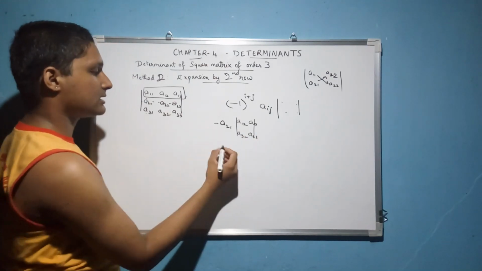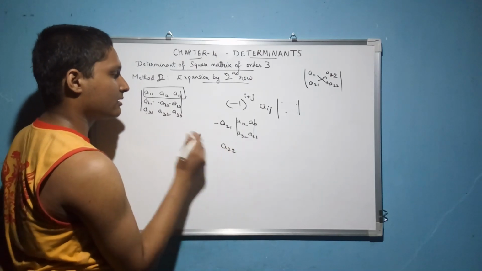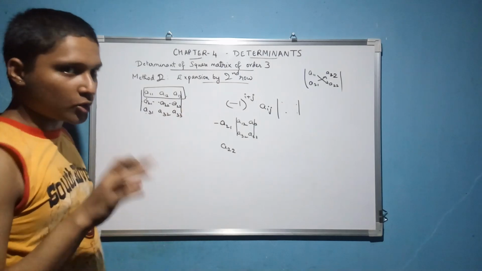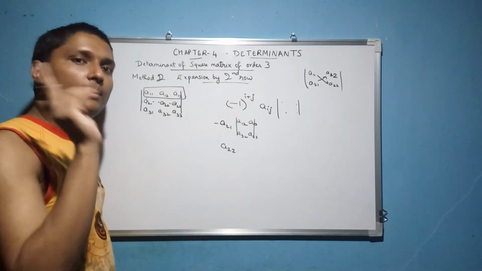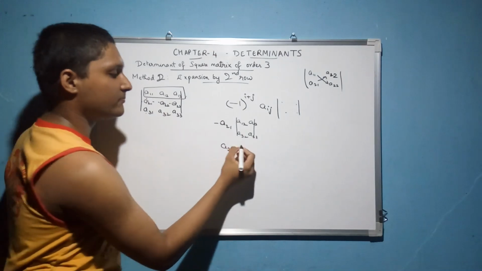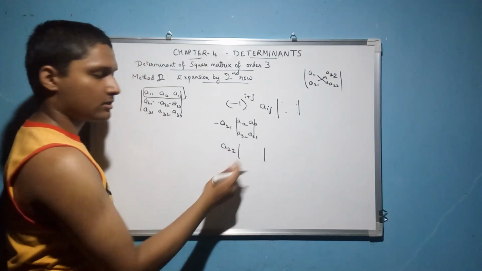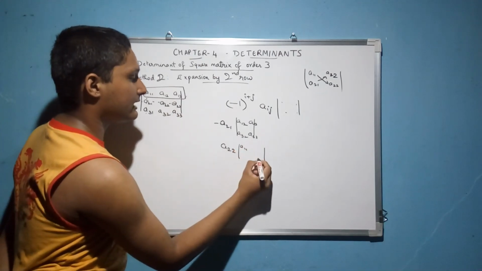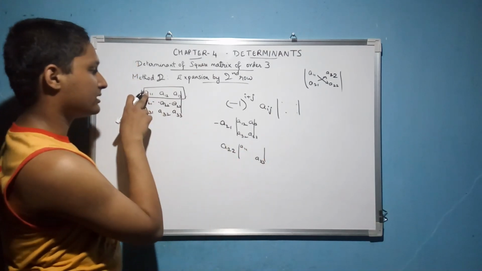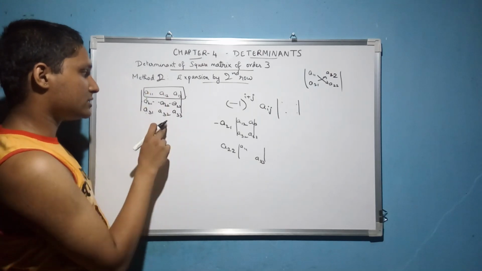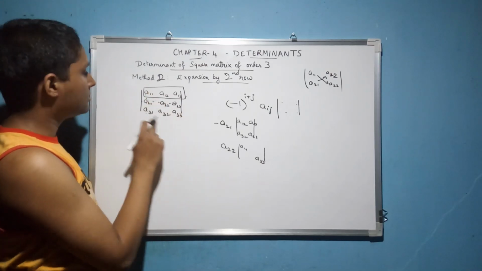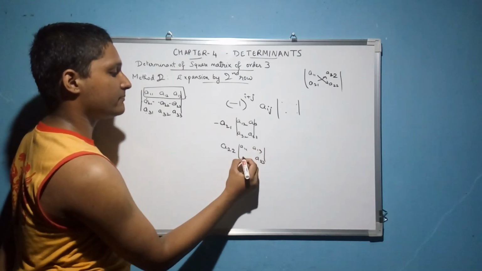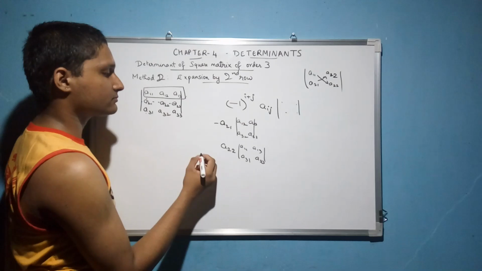The second one is A22, because it is going to be minus 1 whole raised to 2 plus 2. 2 plus 2 is 4. Minus 1 whole raised to 4 is going to be plus 1. So it is going to be like that only. Then you have the determinant. For that you will get these terms A11, A13, A31, A33, because you are removing the second column and the second row, so you are going to get only the corner elements.